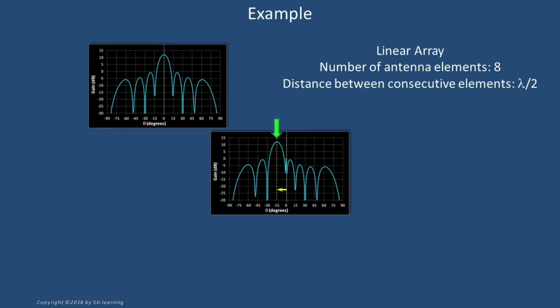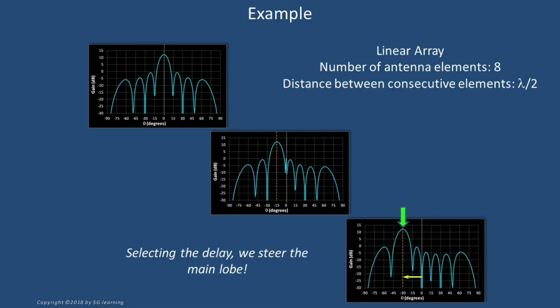If we increase the delay, the pattern slips to the left, trailing the main lobe to this direction. In other words, a suitable delay can be used to change the pointing direction of the main lobe. If we increase the delay further on, the pattern continues to slip to the left. In conclusion, selecting the delay delta, we can steer the beam.